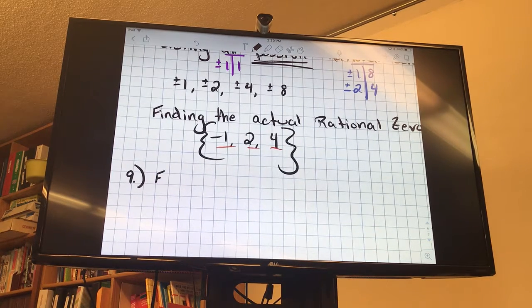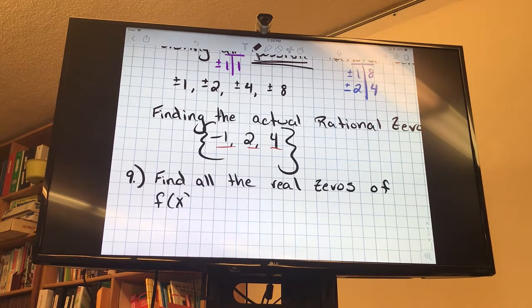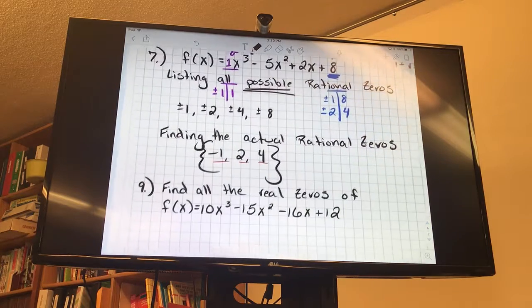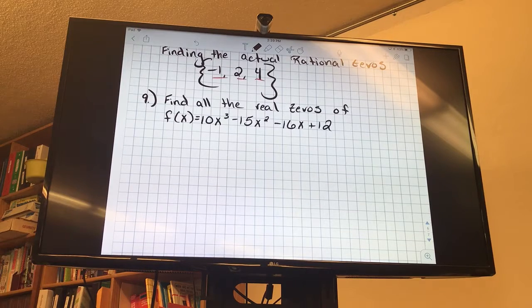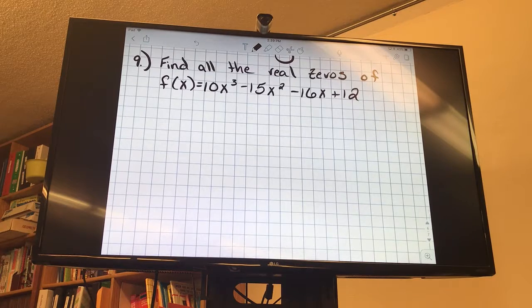It says find all the real zeros of, and then they give me a function: 10x to the third minus 15x squared minus 16x plus 12. It says find all the real zeros. How is that different than the last one? Possible rational, it was just the rational ones. They only wanted the nice whole number fractiony ones. This one, they want me to find all of them, whether they're rational or not.